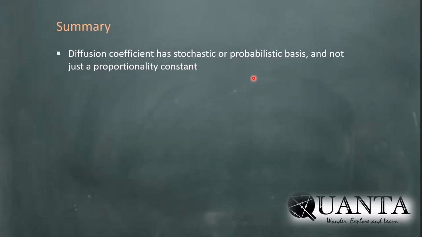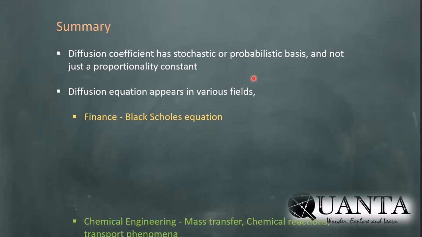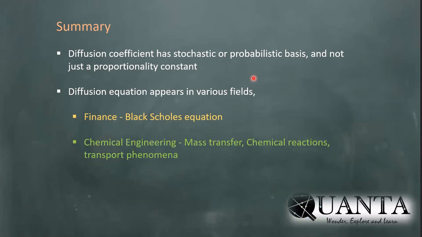We have seen through the derivation for diffusion coefficient on the basis of probabilistic modeling of the displacement. Let's summarize. Diffusion coefficient has a stochastic basis. It's no longer a proportionality constant. Since the diffusion equation appears in various fields, if we have a solution for one particular field, we can extend it to others. We're just going to see the two applications of it. In finance, for the solution of Black-Scholes equation, while in chemical engineering, we are going to take it a bit far into mass transfer, chemical reactions, transport phenomena.